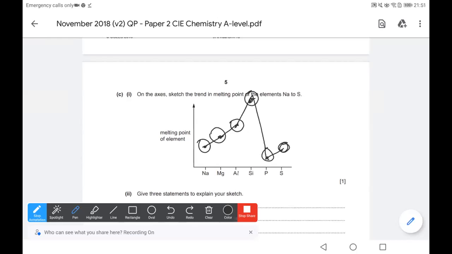Give 3 statements to explain your sketch. So we can say in metals from first group to third group, melting points and boiling points increase because the metallic lattice strength increases when the cation charge increases.